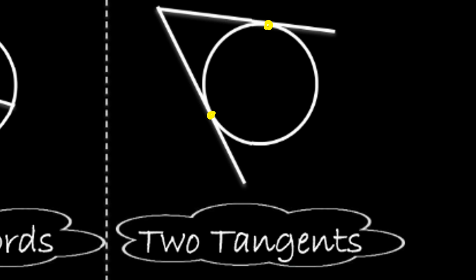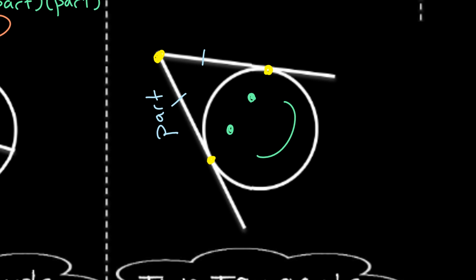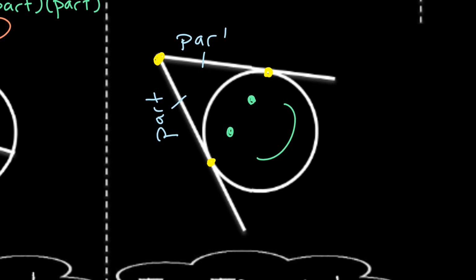Whenever we have two tangents intersecting outside of the circle, we use what is called the party hat rule. Now we call this the party hat rule because it kind of looks like a party hat. And in the party hat rule, the two sides of the party hat are the same length. They are congruent. So that's why we have part equals part here. The two sides of the party hat are congruent.